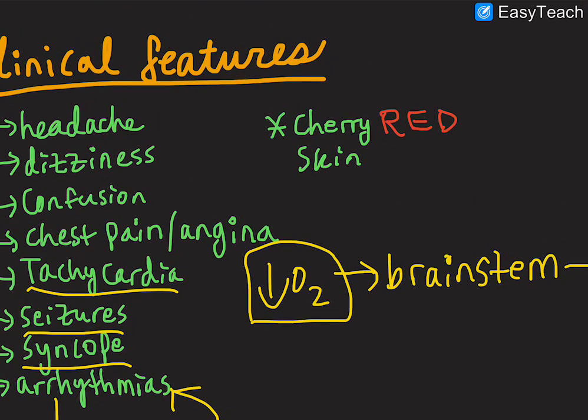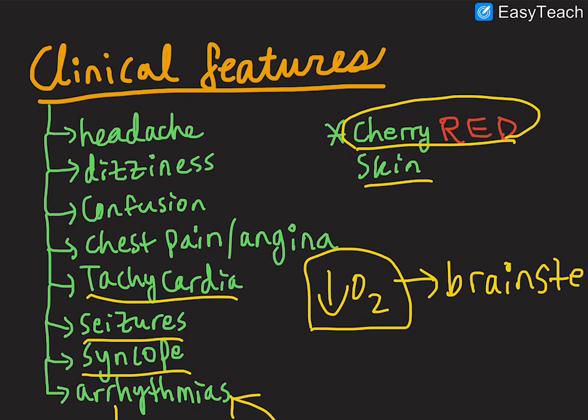But a really important clinical feature we should be aware of is cherry red appearance of the skin. Okay, so that's a familiar phrase that we should be aware of for carbon monoxide poisoning. Cherry red appearance of the skin and headache early on.